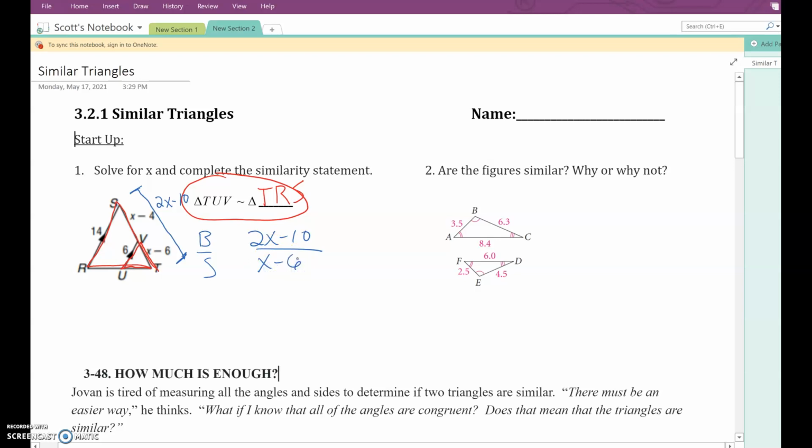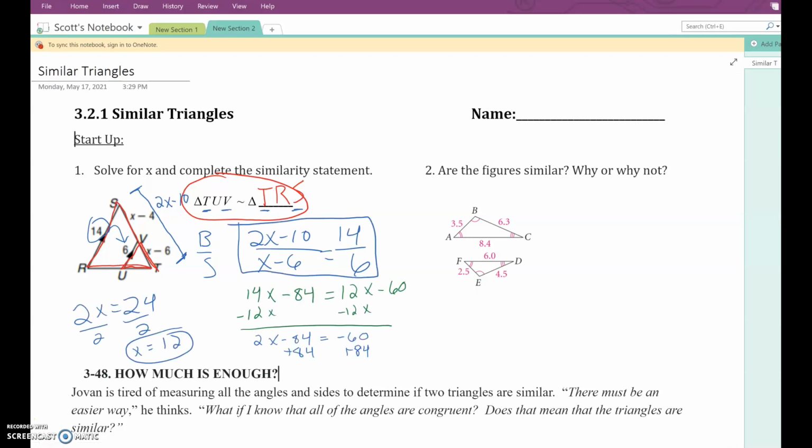In the small triangle, I can then look back to this. If I want TS, TS shrinks down to TV. If I look at that again, 14 goes to 6. Then I can solve from there. Go ahead and do that. All right, when you cross multiply, you should get x equals 12. Go ahead and move on to number 2.